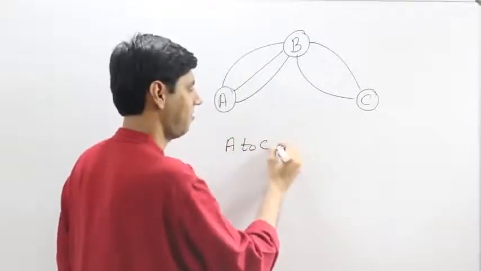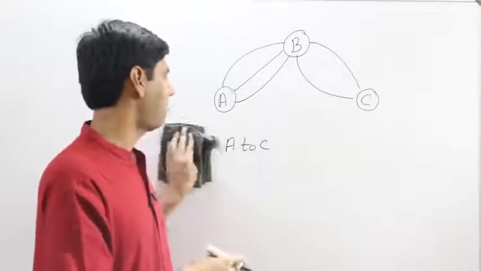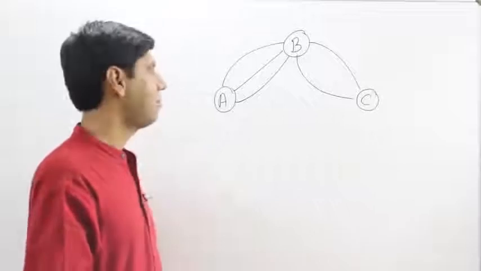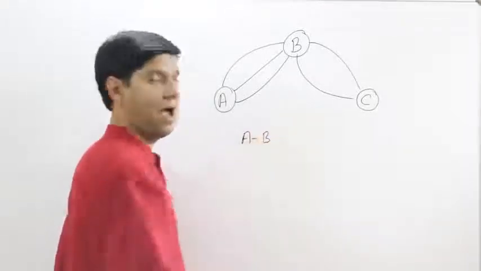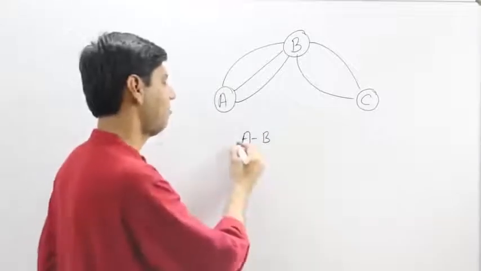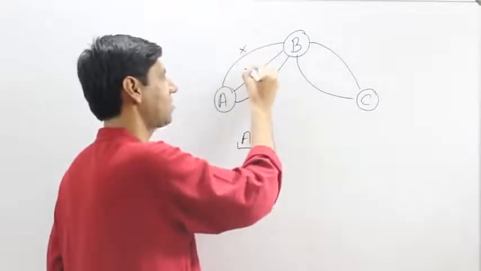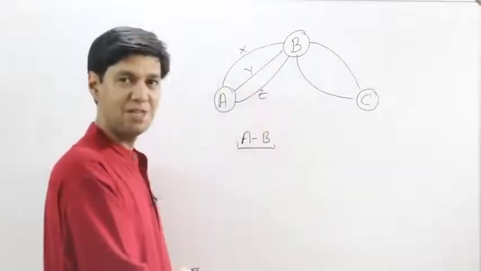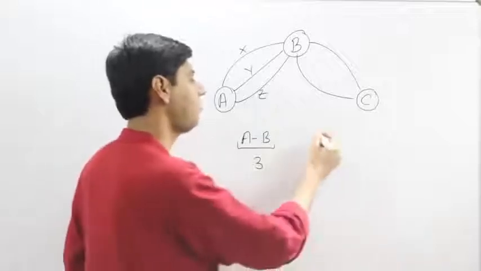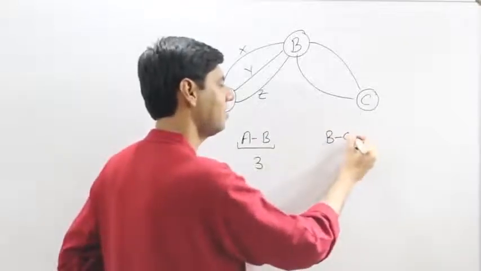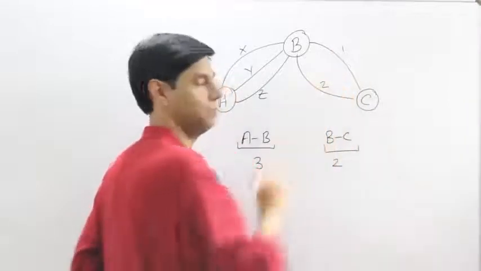The number of different ways is what it is asking us. Needless to say, I'll have to pass through B. So let me first travel from A to B. And how many ways can I travel from A to B? Let's say I'll mark the roads as X, Y and Z. I have 3 choices. From B to C, I further have 2 choices. Let's say the roads are 1 and 2.